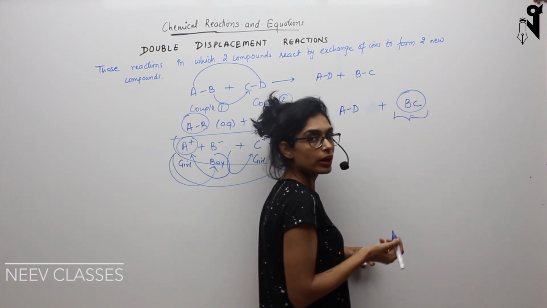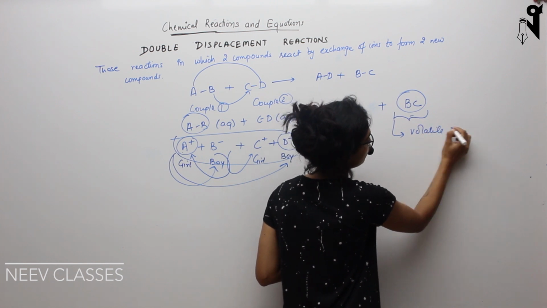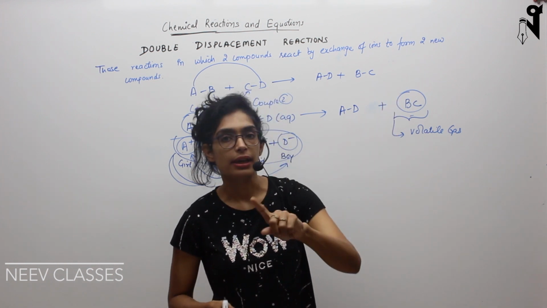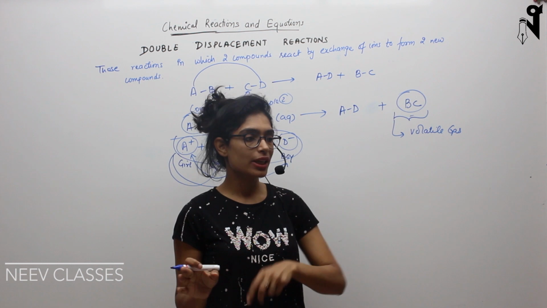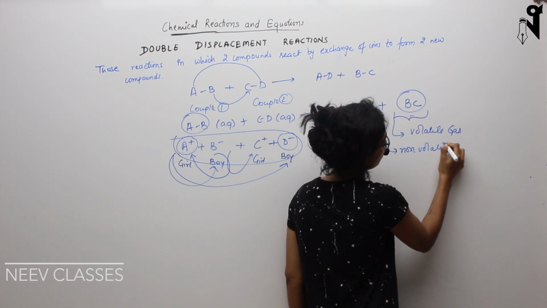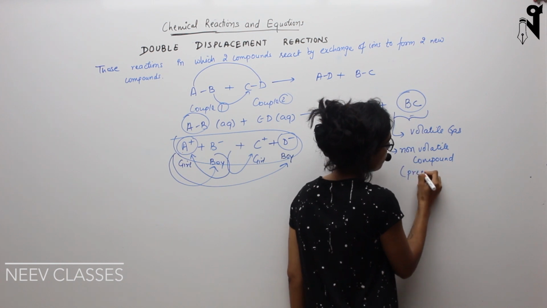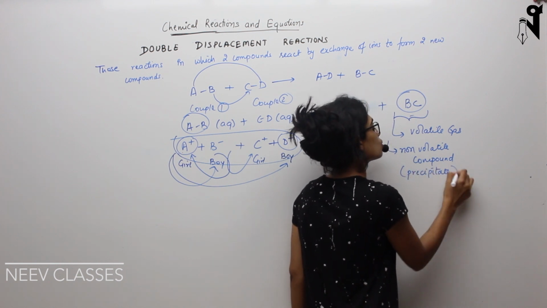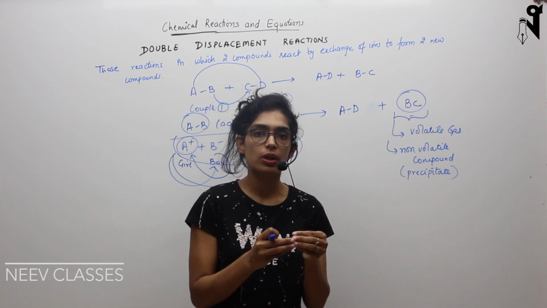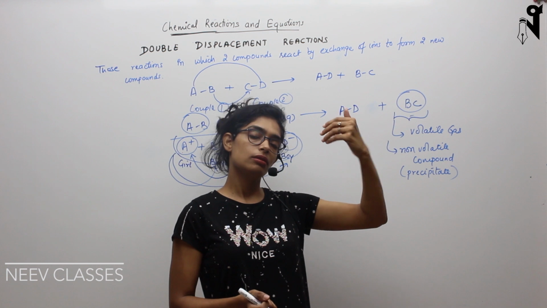This BC, what has formed, this can be either a volatile gas or a volatile compound which may escape from the reaction mixture like a gas. It can be any volatile compound which can escape out as a gas, or it can be a non volatile compound, or we can also call it a precipitate, which is no more soluble, no more dissolvable, no more breakable. They have made their bond in such a strong manner that now they have become a precipitate or they have become gas, volatile gas, and gone out.